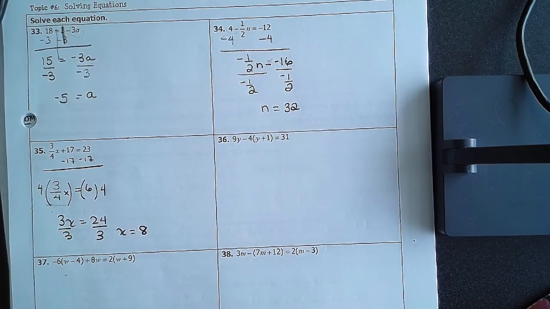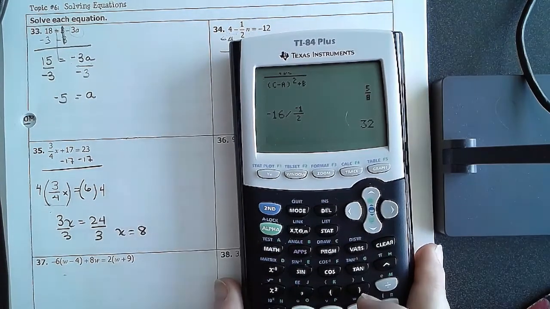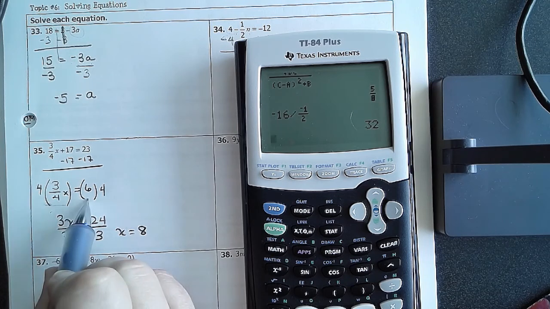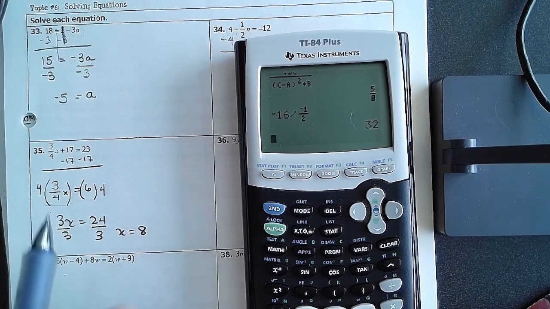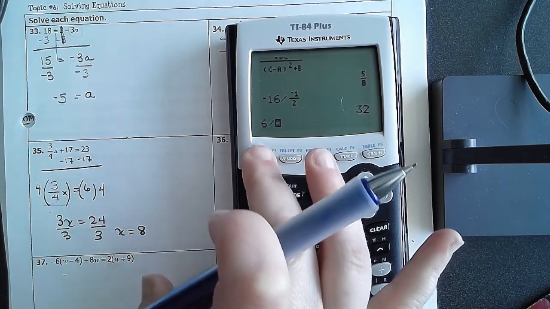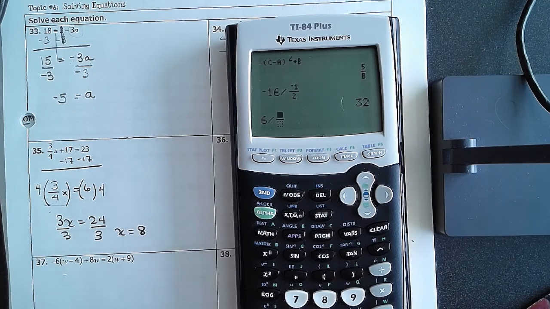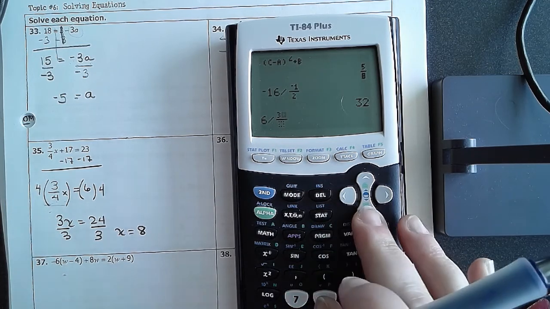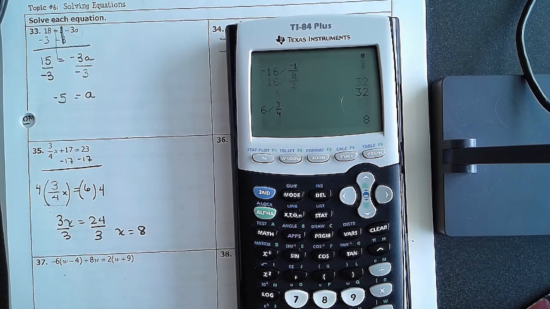Or you could also use your calculator, and I'll just show you what that looks like. So if I use 6 and I divide it by 3/4, because this is being multiplied, so the opposite of multiplication is division, so 6 divided by 3/4, 3 divided by 4, and I get 8. So it's exactly the same thing. So if you want to go ahead, practice using your calculator, that's totally fine. All right.